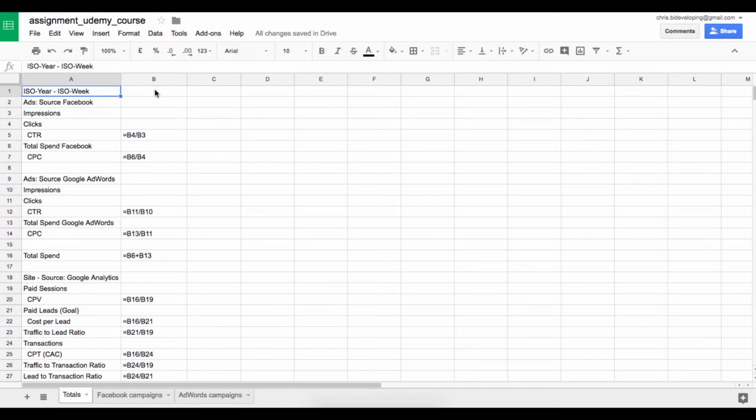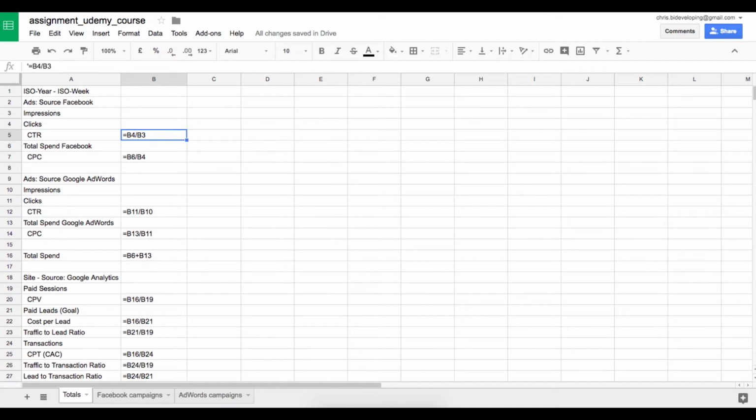In the first column, we need to get the ISO year and ISO week, so we know what week these marketing KPIs were taken from. There are 3 blocks. We need to get our KPIs from Facebook, Google AdWords, and from Google Analytics. In the Facebook section, we are considering the impressions and clicks.